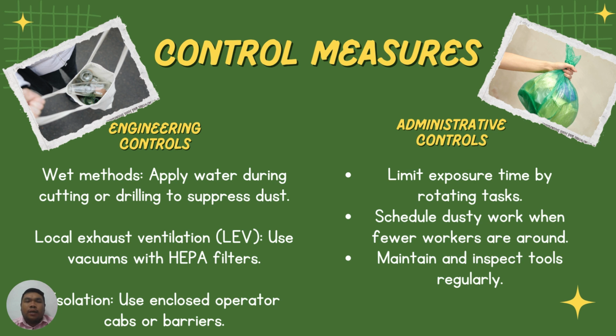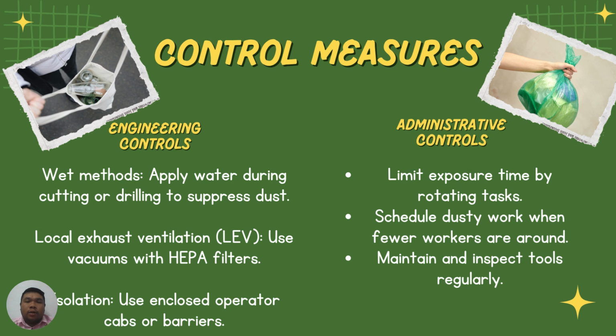You can arrange two workers to work together. One worker applies the water during the cutting, and one worker does the job. Another engineering control method is using a vacuum when the cutting or drilling work is ongoing. The last one is using operator caps or barriers. Engineering controls are the most effective way to stop the dust at the source.